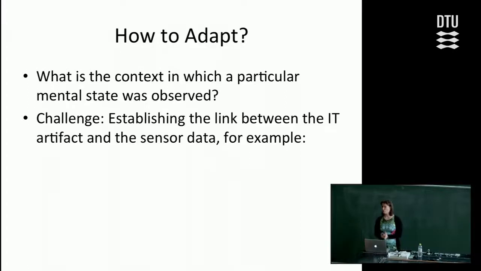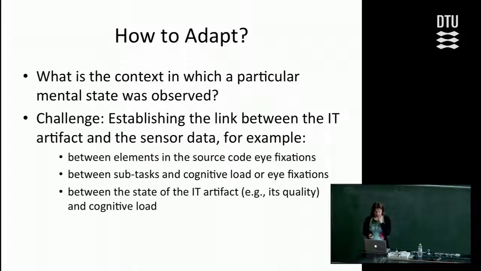In the context of software engineering, creation of artifacts, it's essentially about establishing the link between the artifact and the sensor data. So you always need to know what was happening in the artifact while, for example, a particular overload state was detected. For that, in the context of programming, you need to be able to link source code and eye fixations. So you need to know at every moment where the user is looking in the source code. Was it this if statement in the code, or was it a very tough loop?